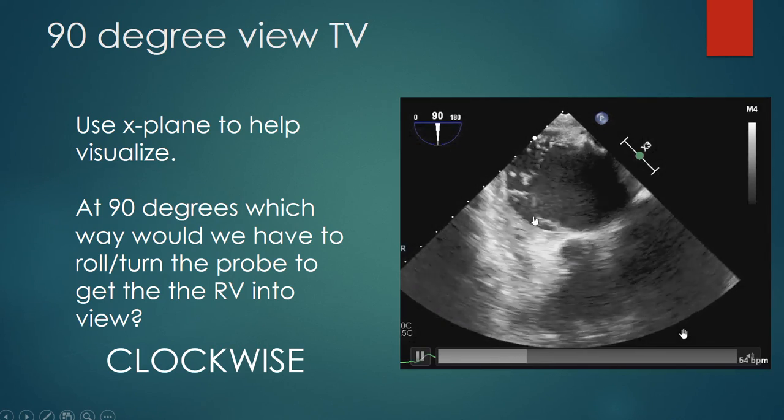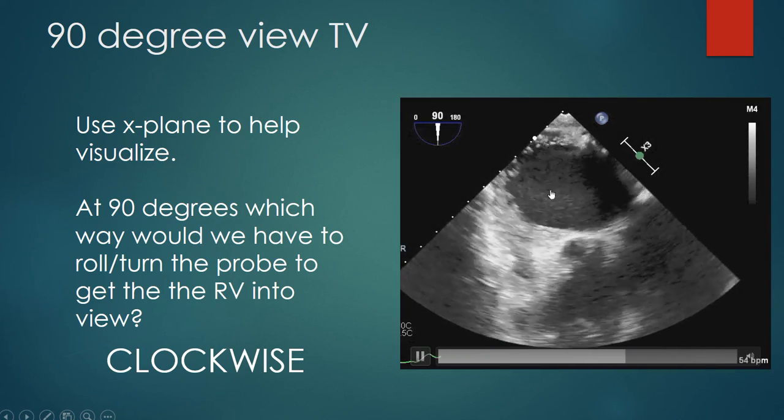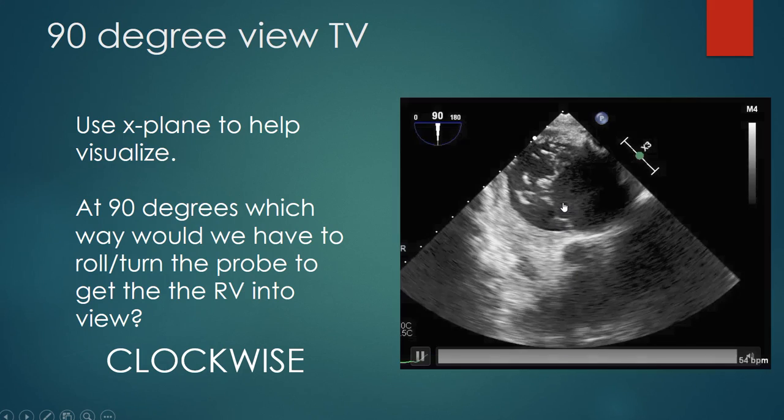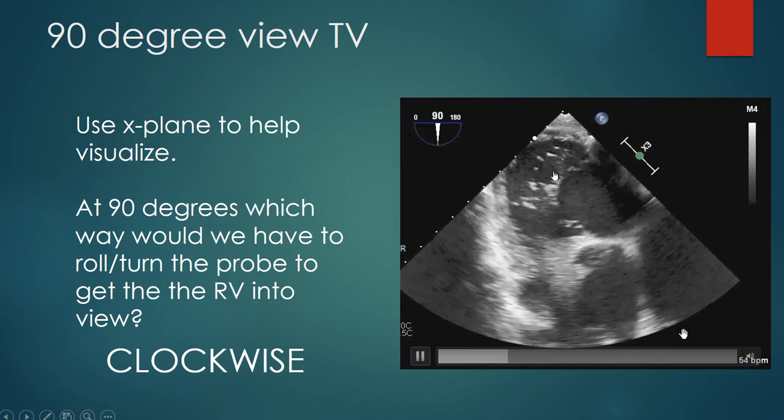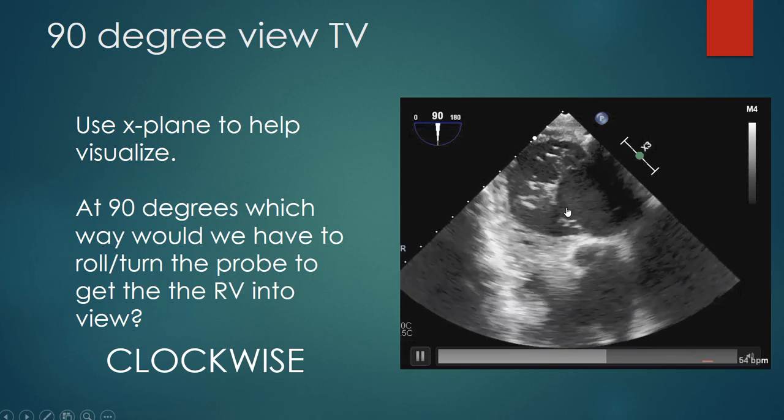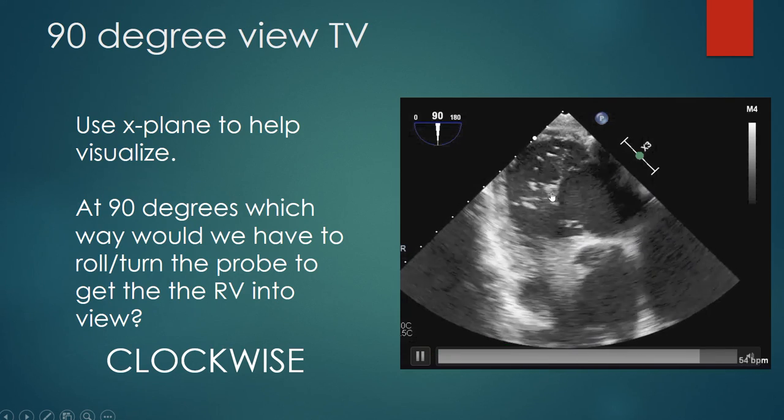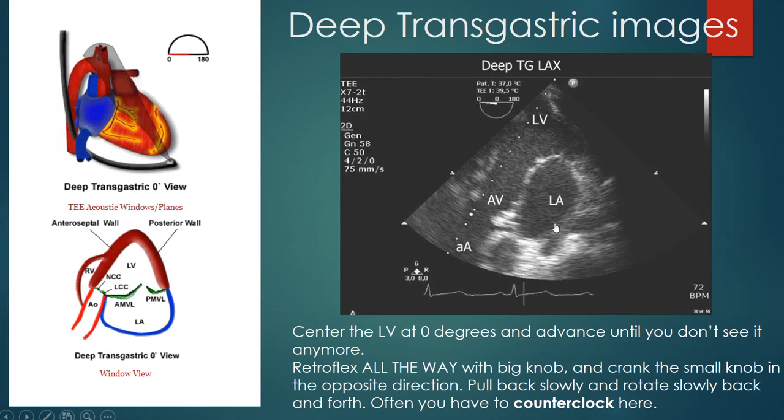You can get some really nice views of the tricuspid valve at 30 degrees. So if you're working on a tricuspid clip patient, I'd suggest just going to 30 degrees here, and this often gives us great views of the tricuspid valve. We can try to put X-plane through here as well.